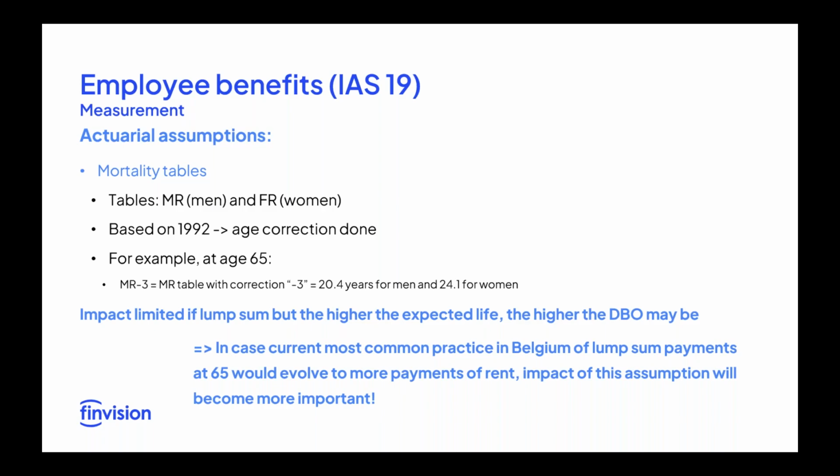Why is it also limited? Because very often in Belgium you work with lump sum payments. So you pay at the retirement, you will pay a full amount. So the mortality, the probability of mortality after retirement age will not impact. If it's paid, for example, annually or monthly, over when they are retired, over the whole period until they die, then of course those tables may have a more significant impact.